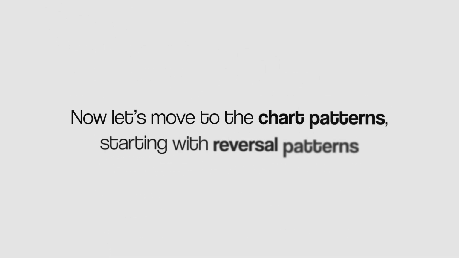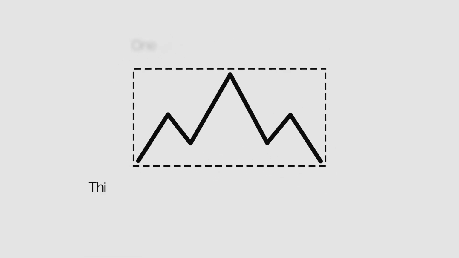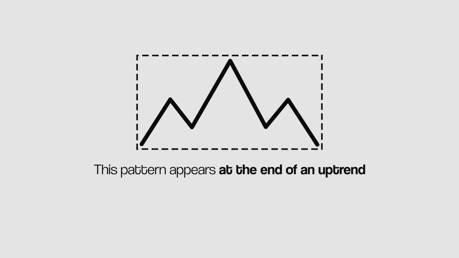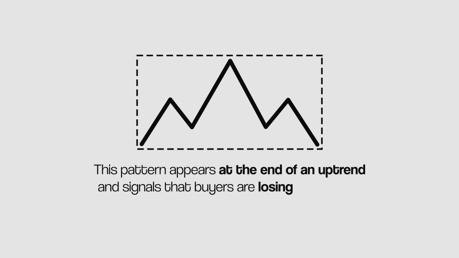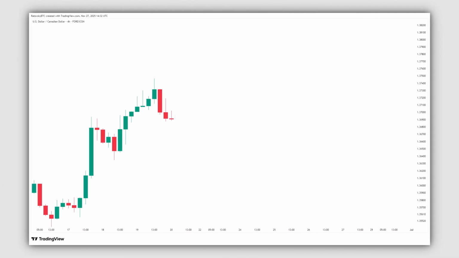Now let's move to the chart patterns, starting with reversal patterns. One of the most reliable reversal patterns is the head and shoulders. This pattern appears at the end of an uptrend and signals that buyers are losing momentum while sellers begin to take control. The market forms a left shoulder, a push up and a pullback.